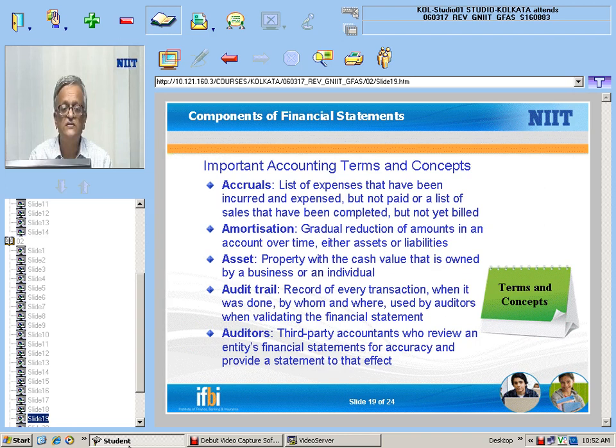Next, auditors. Auditors are third-party accountants who review an entity's financial statements for accuracy and provide a statement to that effect. So auditors will do the audit of the company, and based on the audit, they will give their report or opinion about the various accounting policies which are followed, and about the acceptability of the financial statements which the company has come up with.